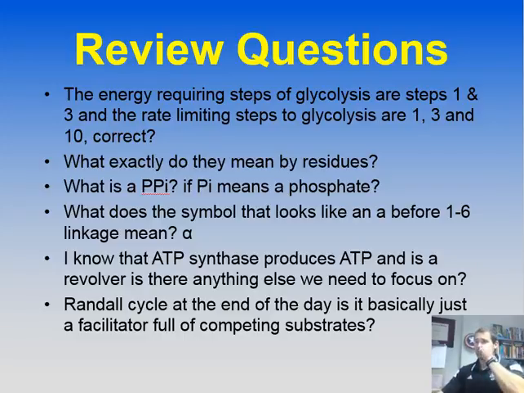So what does the symbol that looks like an A before 1,6 linkage mean? This is in reference to the bonding pattern for glycogen. So 1,6 being a branch, alpha 1,4 being your typical straight in a row. The alpha is actually referring to the configuration of those bonds. The two that we see typically in nature are alpha and beta. So it's essentially, is it a down or is it a cross and going up?